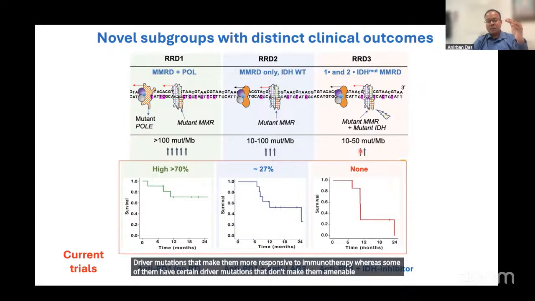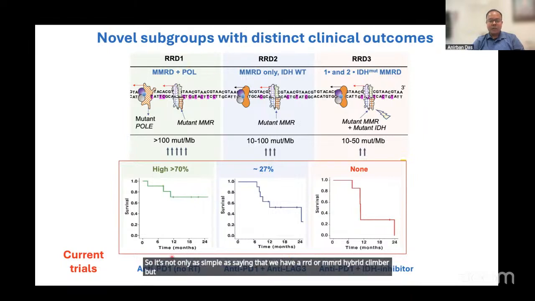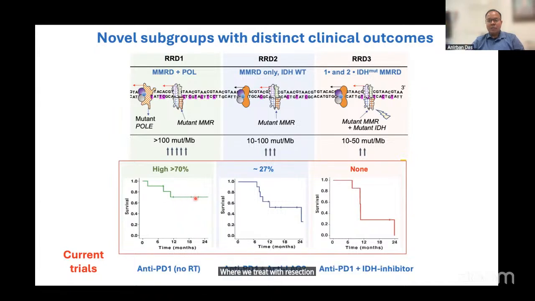So there are different subgroups and different trials, and these subgroups will be published because they are now under review in Nature and will become part of the future WHO classification in the next iteration. So it's not as simple as saying that we have an RRD or MMRD hybrid glioma, but it's important to classify them, because right now we have a clinical trial for a very good outcome subgroup where we treat with resection and immunotherapy alone. So no radiation, no chemotherapy. And we have excellent survival. We have a clinical trial open in SickKids, already accruing patients.